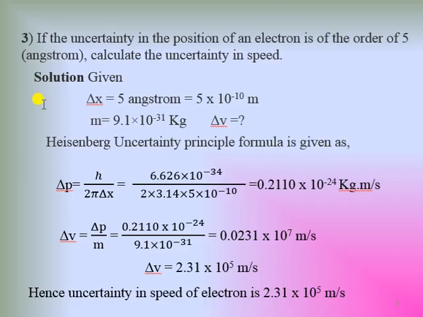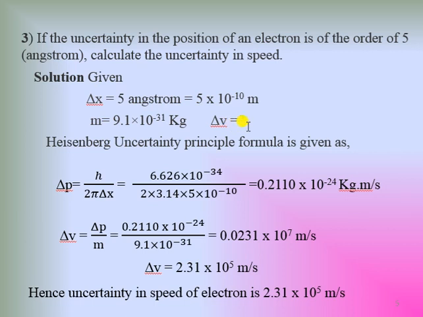Third numerical, if the uncertainty in the position of an electron is of the order of 5 angstrom, calculate the uncertainty in speed. Uncertainty in position is given as 5 angstrom, that is equal to 5 into 10 raised to minus 10 meter. Mass of the electron, you know, that is a constant, 9.1 into 10 raised to minus 31 kg. We have to find out uncertainty in velocity.